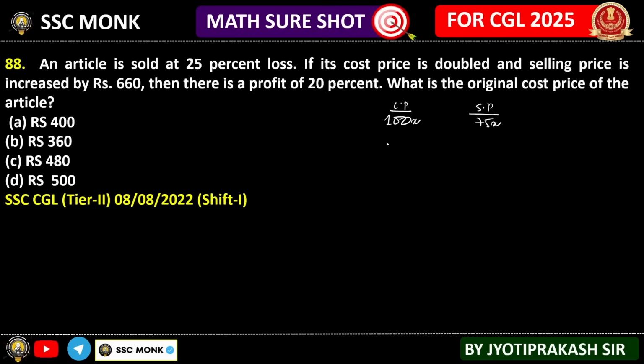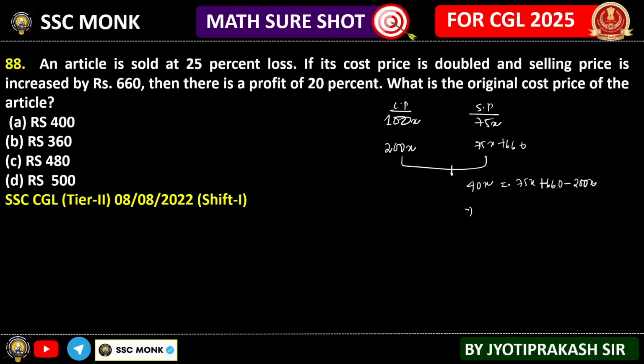Now if the cost price is doubled, that means the cost price is now 200x, and the selling price is increased by 660 rupees. The profit would have been 20%. 20% profit means what? 40x, which is equal to 75x plus 660 minus 200x.